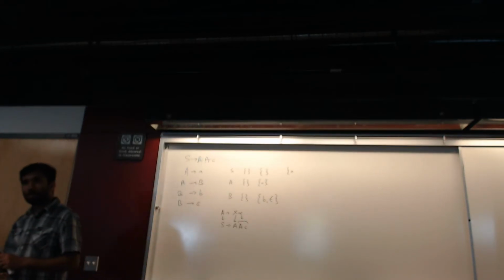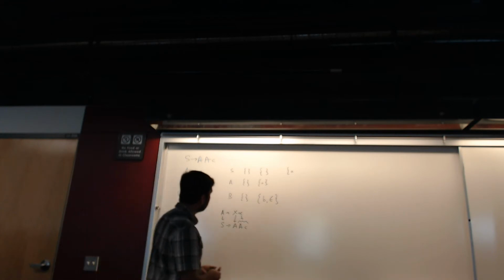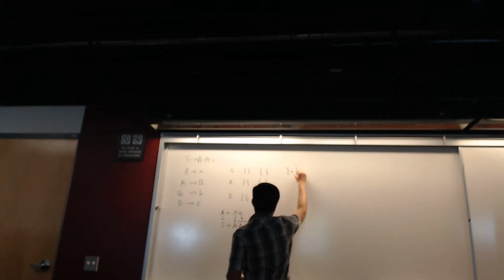Can we apply any other rule? Let's see. Can we apply rule 4? No, because we could apply it to the production rule S goes to AAC, but first of A does not have epsilon. None of the firsts have epsilon. So we cannot apply rule 4. We also cannot apply rule 5, because first of A does not have epsilon and first of C also does not have epsilon. So rules 4 and 5 cannot be applied. So the first set of S is just A, right?